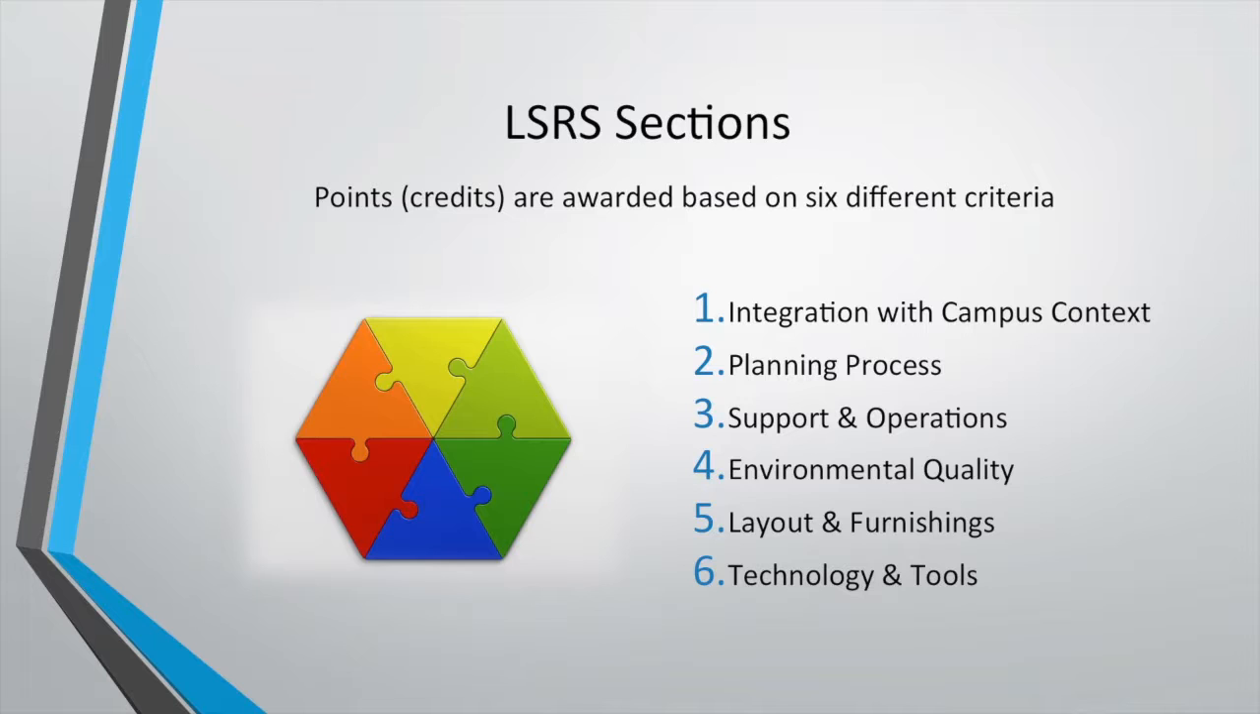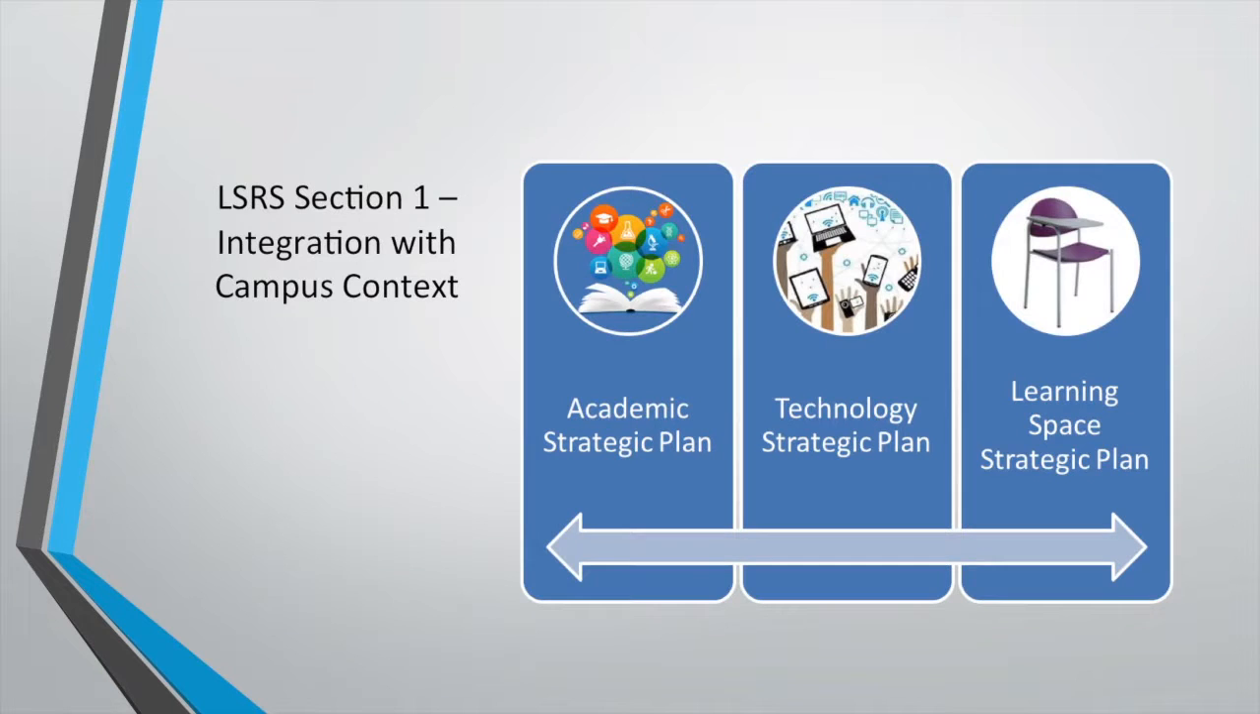So there are 6 sections. And the first one we're going to look at is integration with campus context. And at Geneseo, here's where we worked with our provost office to make sure that what we're doing in our physical spaces aligns with the strategic plans on campus. There are a possible 5 credits for this. And the nice thing about the rating system is once you have this section complete, it's the same for every classroom. So this is really fantastic. So section 1 is all about how it aligns with your strategic plan.